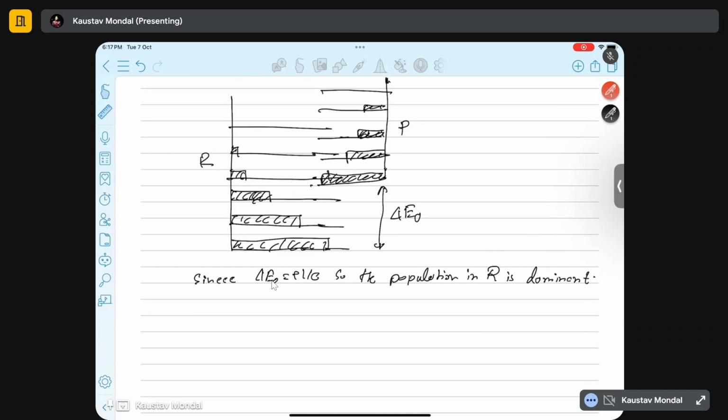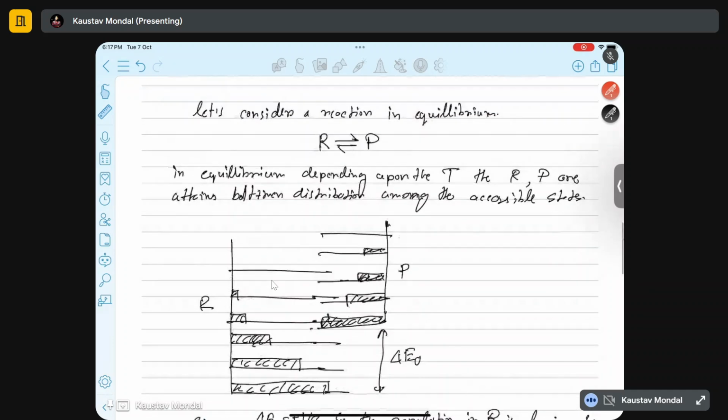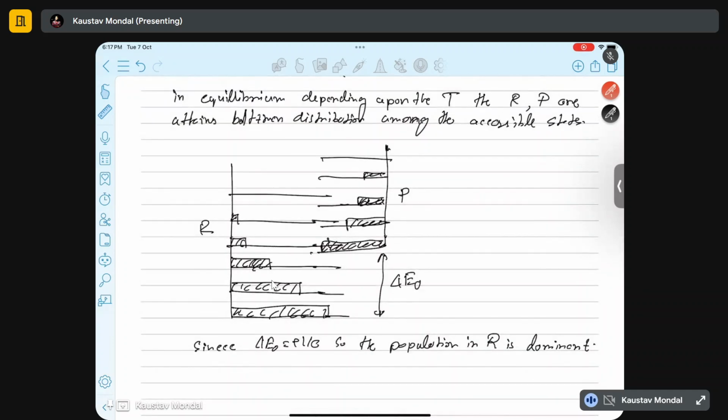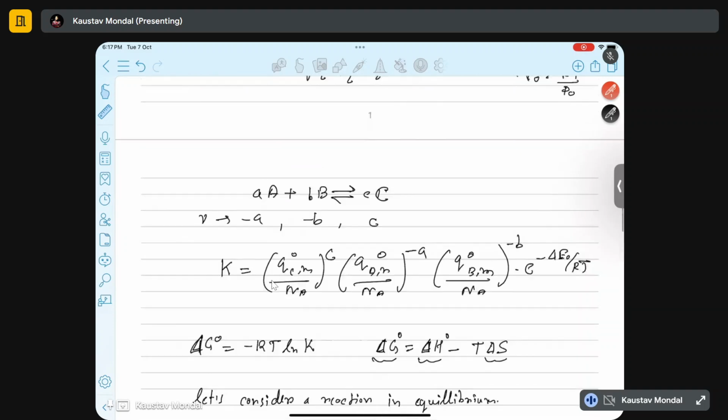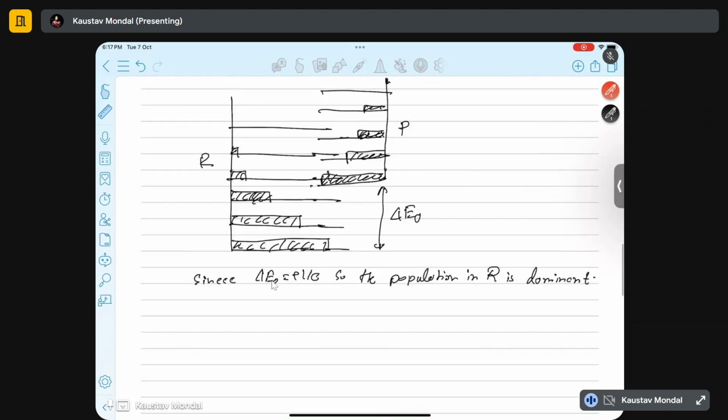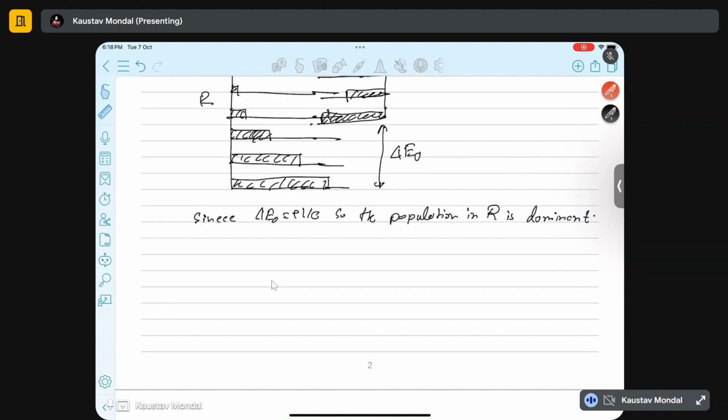Like this, since the overall energy of the reactants is lower than the product, the energy states of the reactants are much more accessible for the molecules, right? Because these energy states are accessible compared to the products, the number of molecules distributed among the accessible states will be higher for the reactant compared to the product.